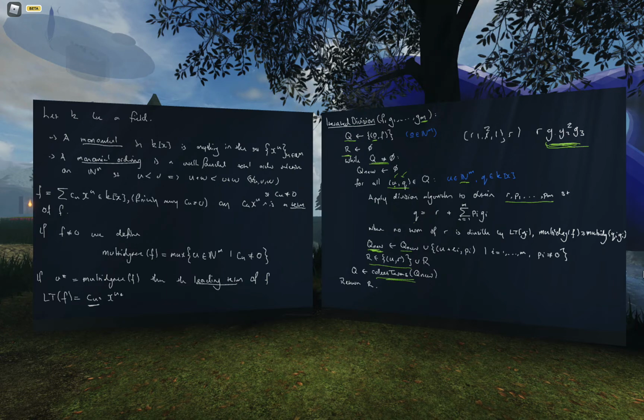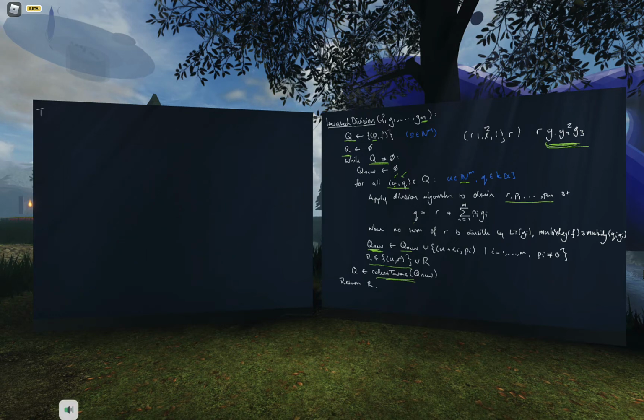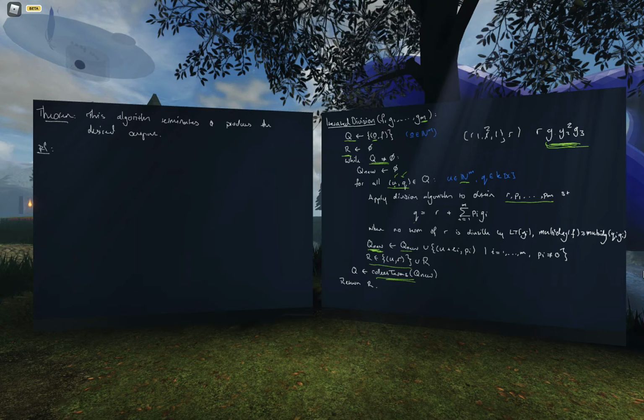Okay, cool. All right, so let's take a look at board number 1, and we'll clear this board. I guess now we need to prove the theorem: this algorithm terminates and produces the desired output. So, proof.